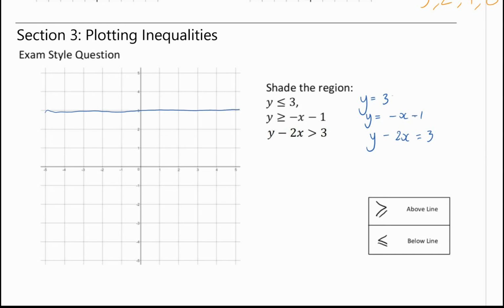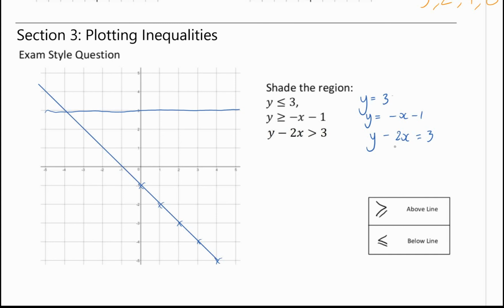Next, y equals minus x minus 1. Y cuts at minus 1, and if you go 1 square across, you go 1 square down. Again, get a few points, get your ruler, and then draw a straight line going through them.